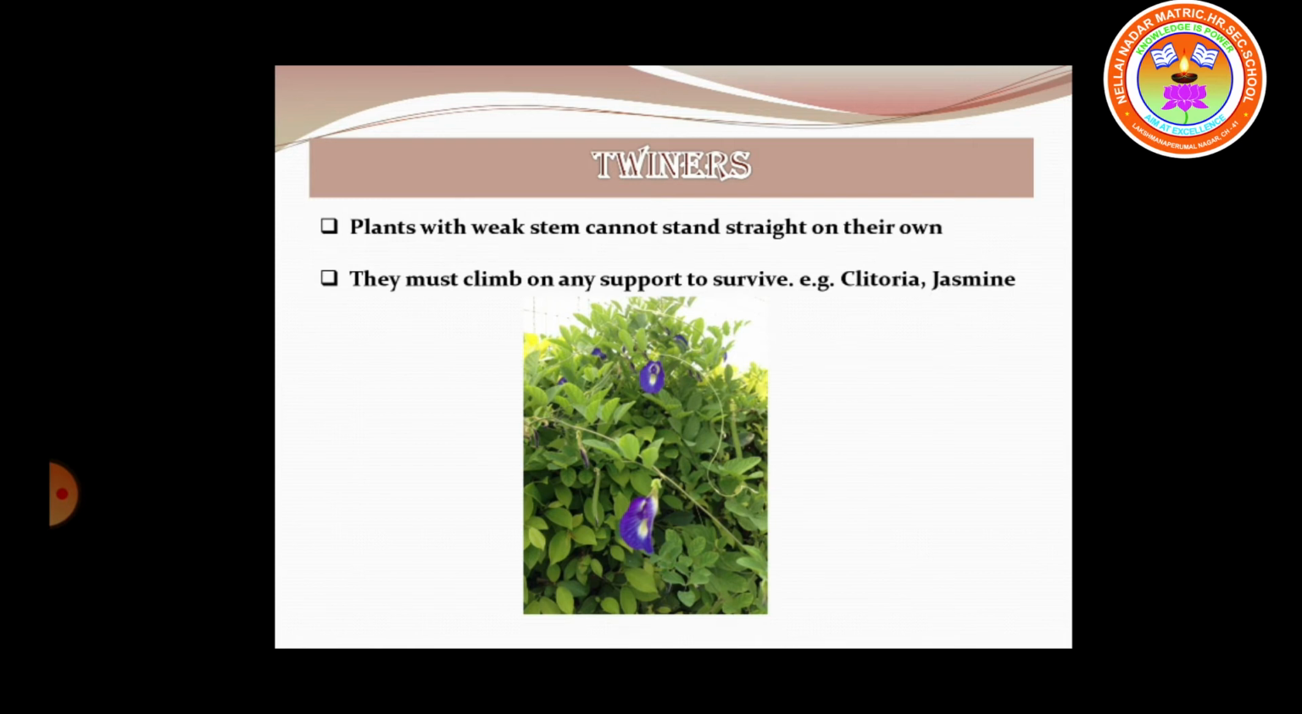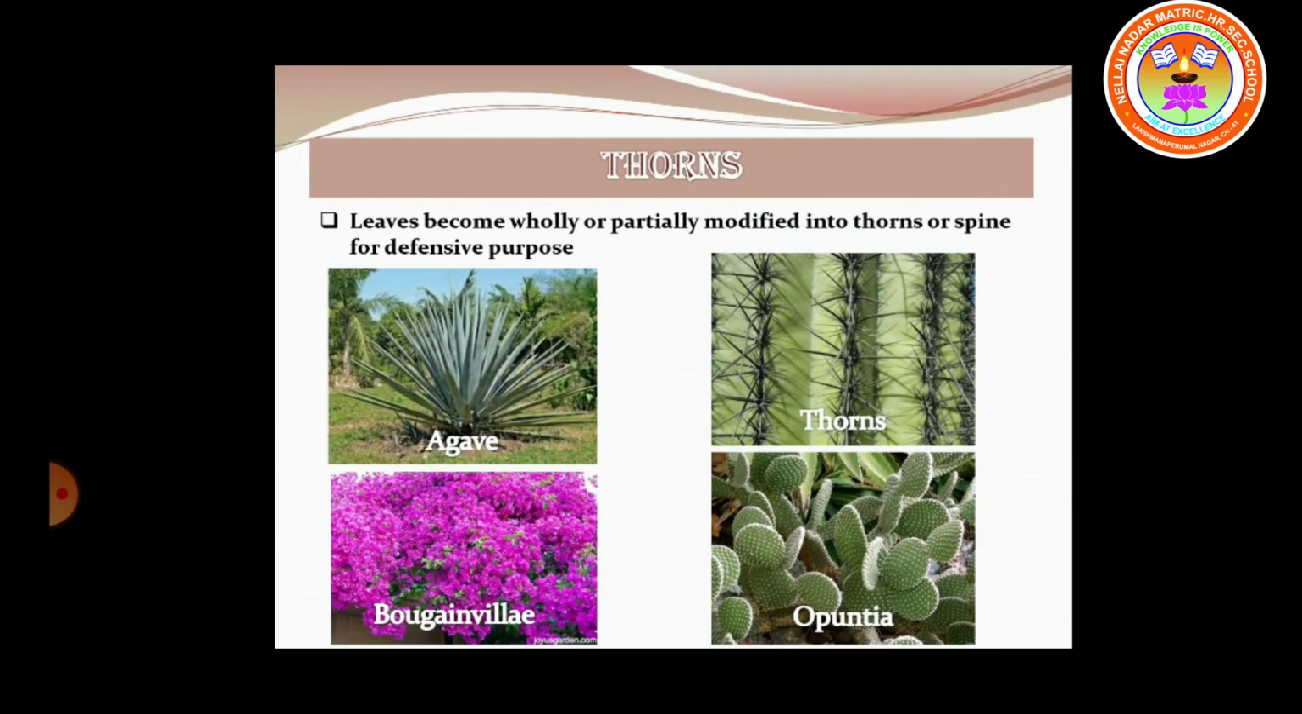Now let us move on to the thorns. Leaves become wholly or partially modified into thorns or spines. What for are they modified? For defensive purposes. Some plants are modified into thorns or spines in order to protect themselves from their enemies. Examples are agave, bougainvillea, opuntia. These plants develop thorns around them, and these thorns protect them from their enemies.